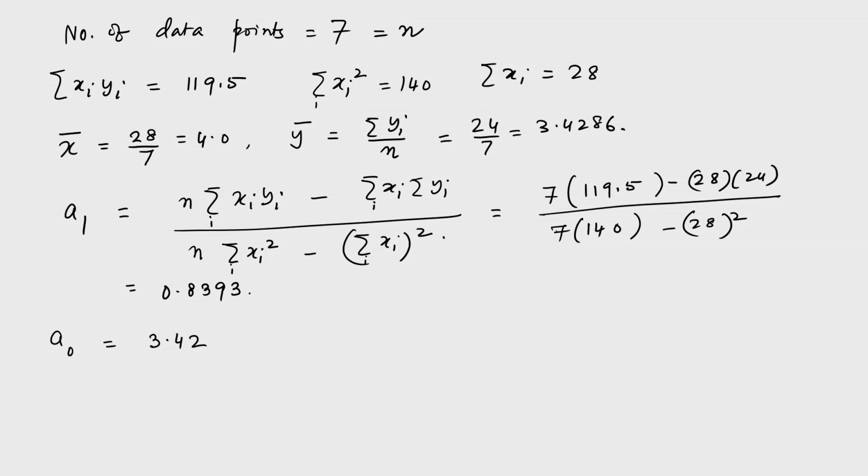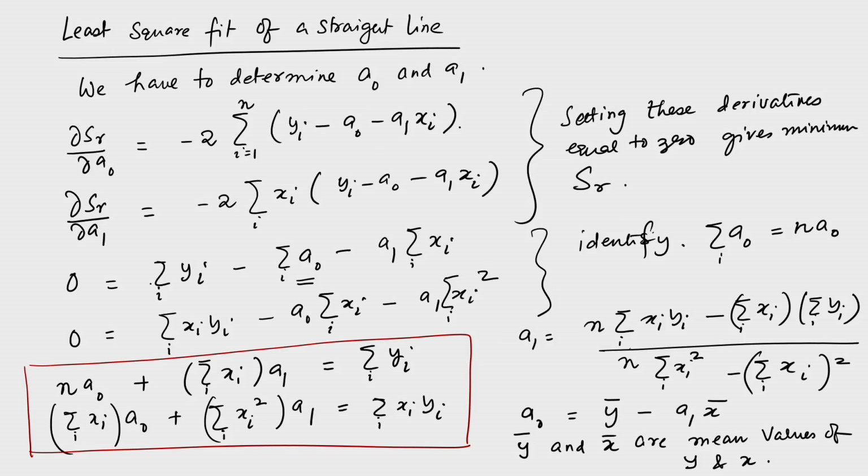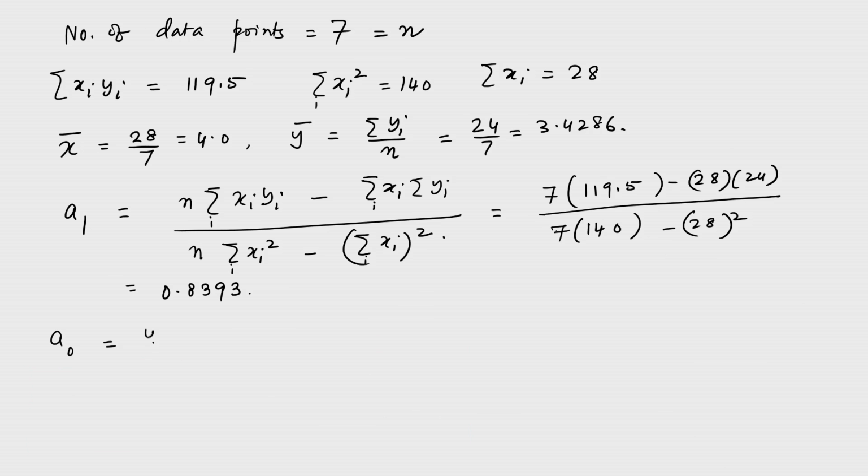So, A0, if you want me to write down, is y bar minus A1 x bar. So, this is equal to 3.4286 minus 0.8393 multiplied by 4, which is equal to 0.0714. Please see these calculations.